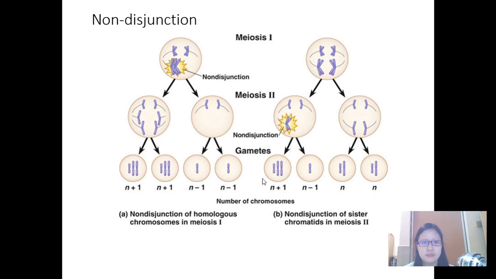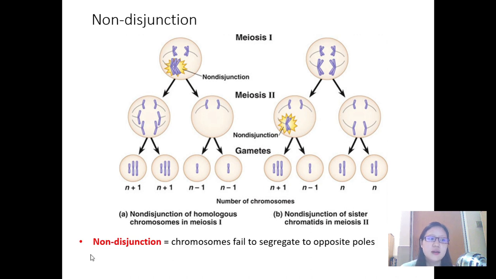So this is incomplete non-disjunction. This one can happen in humans also. It is when two chromosomes here fail to segregate. So you can see the results of the second meiosis, and the gametes here result in n plus one, so an extra chromosome, or n minus one, one less chromosome. This could also happen in meiosis II non-disjunction. So instead of the chromosomes not being able to separate, it is the sister chromatids not being able to separate. And this also results in a gamete with an extra chromosome and a gamete with a missing chromosome.